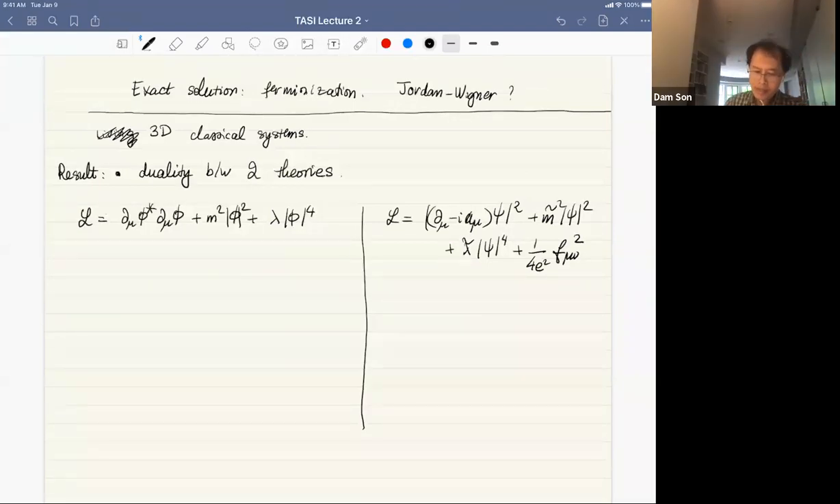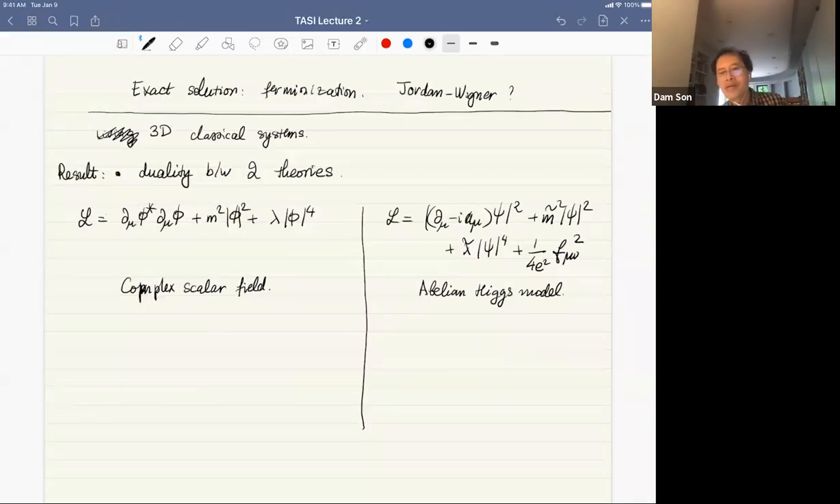So one theory is the complex scalar field. Another theory, we would call the abelian Higgs model. Usually these are very different theories. They are dual in the following sense.